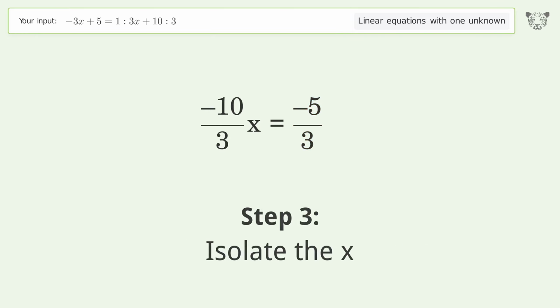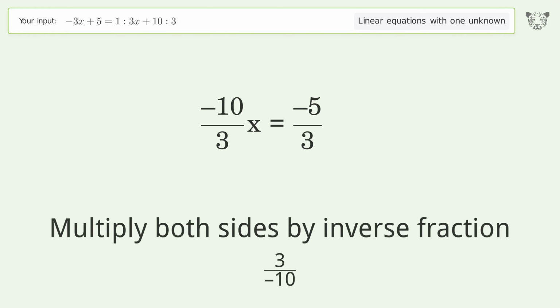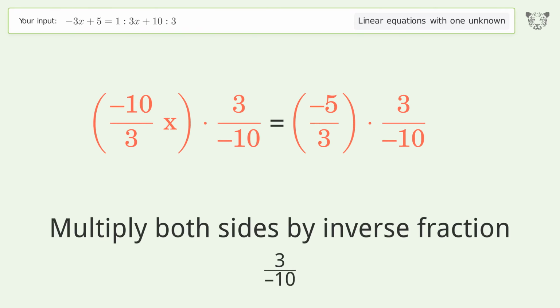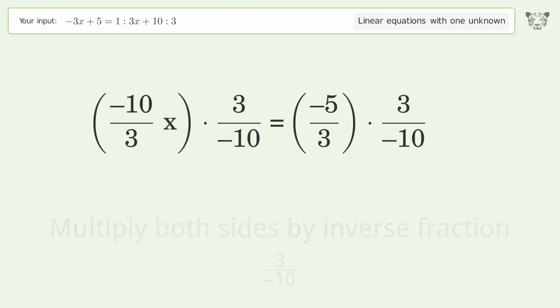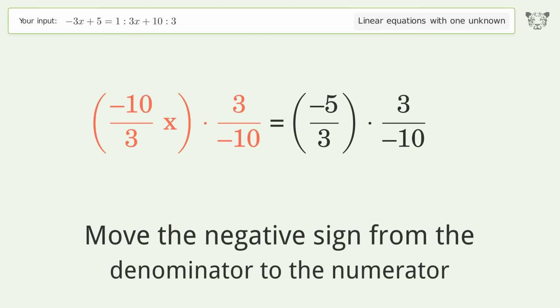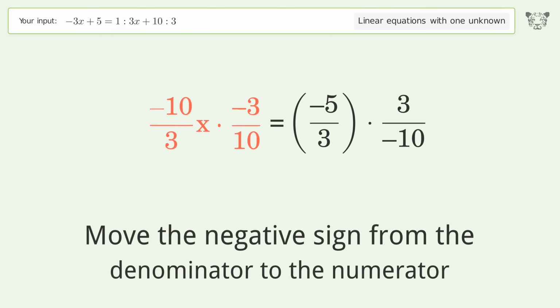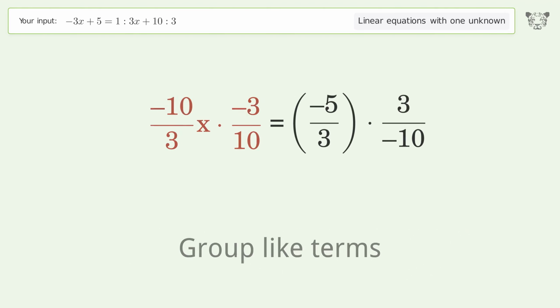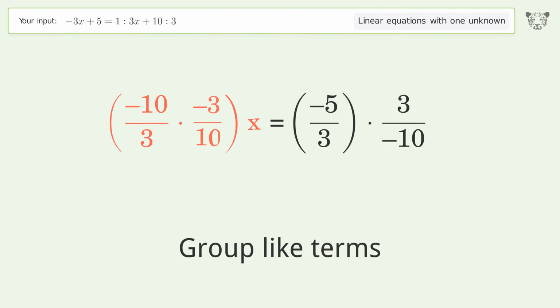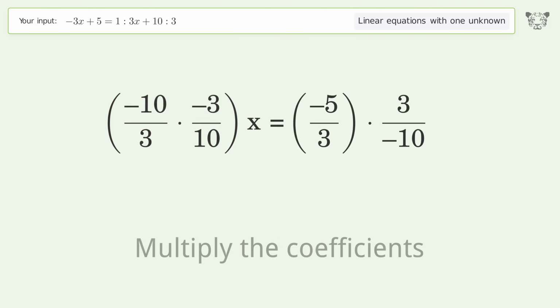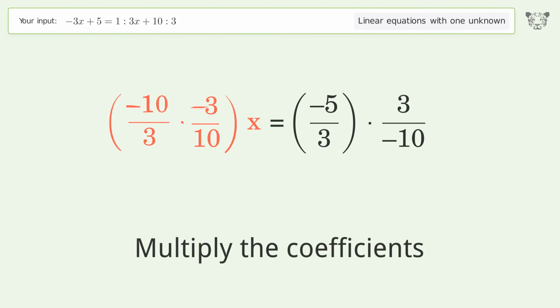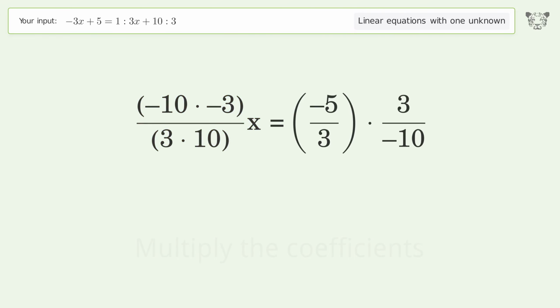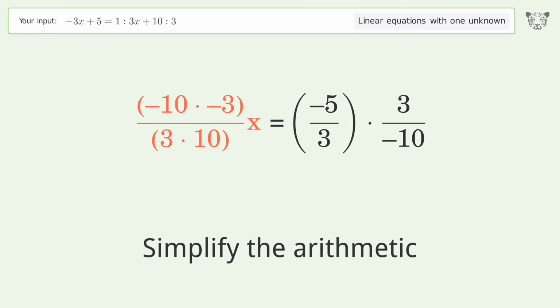Isolate the x. Multiply both sides by inverse fraction 3 over -10. Move the negative sign from the denominator to the numerator. Group like terms. Multiply the coefficients. Simplify the arithmetic.